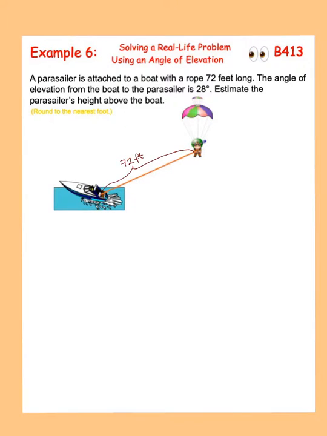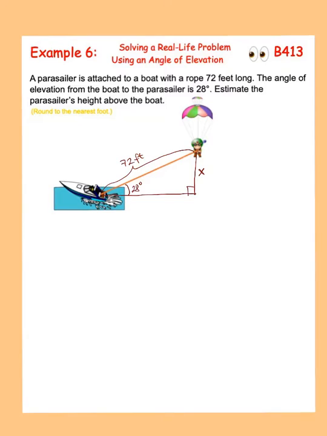We also know the angle of elevation from the boat to the parasailer, so that means I'm going to make a right triangle and put the right angle from the parasailer to the ground, and the angle of elevation from the boat to the rope or to the parasailer is going to be that 28 degrees. What I need to find is the height of the parasailer, so that means from the boat to the parasailer I need to find that distance.